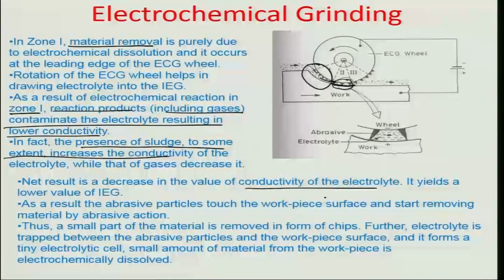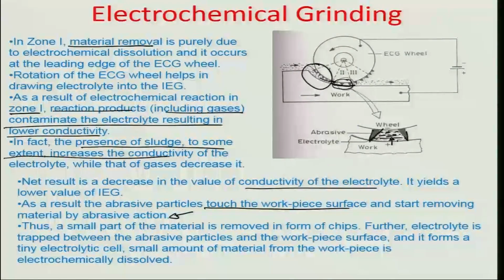However, the abrasive particles in this particular case touch the work surface and start removing the material by abrasive action, while the electrochemistry is going on between the workpiece and the conducting material of the bonded wheel. In fact, what happens is that in zone 2 there are small cells which are formed. You could see these closed cells which are packed with electrolyte. On one hand the abrasive grain tips or the sharp corners of the grains are grazing on the surface and trying to remove the deposits of the sludge.